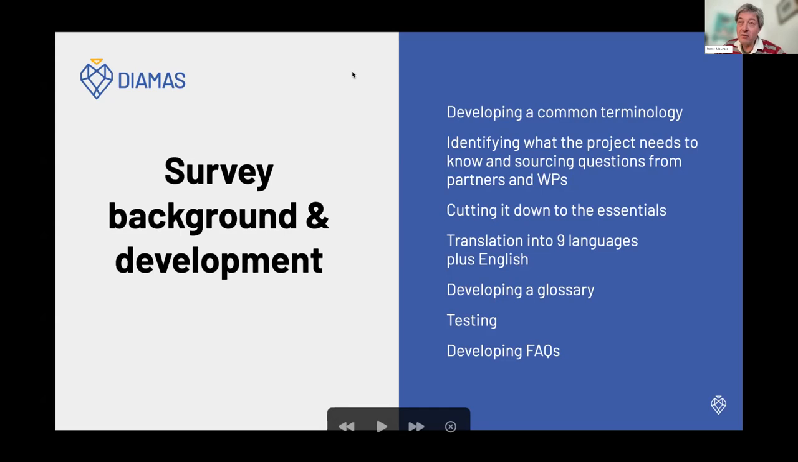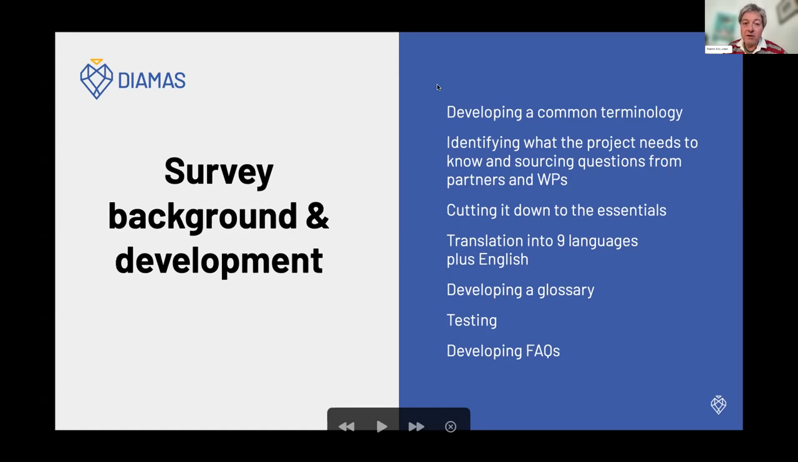We did a lot of work to translate the survey into many different European languages to make sure that there would be a good adoption of the survey and a good response rate from the variety and the diversity of the linguistic communities across Europe, because Europe is a multilingual continent, and we have to really take that into consideration if we want to have a good adoption of the work that we are doing in the European project. So we put a lot of effort to have this survey in different languages, and we developed the glossary, we tested, and we developed, of course, an FAQ to help the respondents.